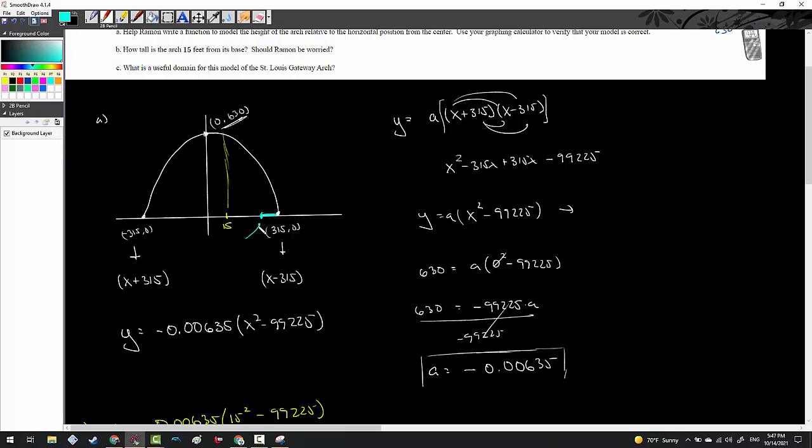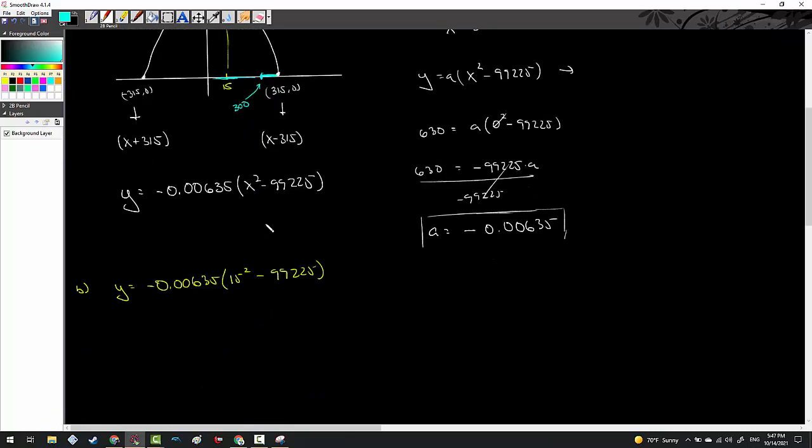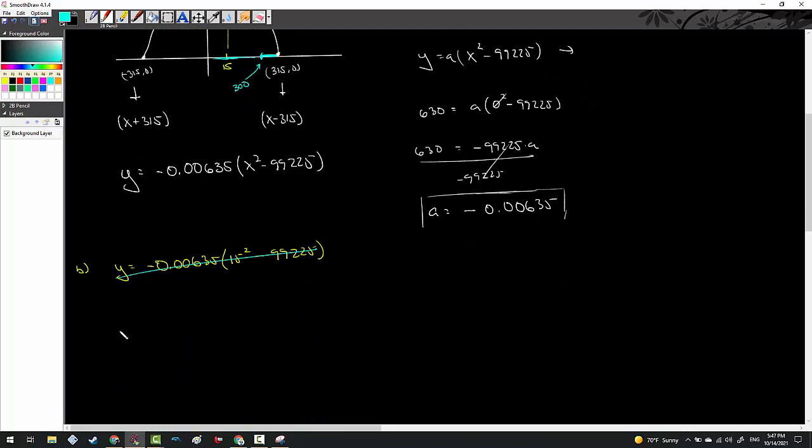What does that make the x value at that point in time? That makes the x value 300, because you're actually 300 feet away from the origin, but 15 feet away from the base. So what you have in B is not the yellow thing, but this blue thing, which is negative 0.00635 times 300 squared minus 99225. And after all this is done, this is just calculator work, you'll get 58.58 feet. And because the statue is 30 feet tall, I believe he has nothing to worry about. The statue will fit. No problem.